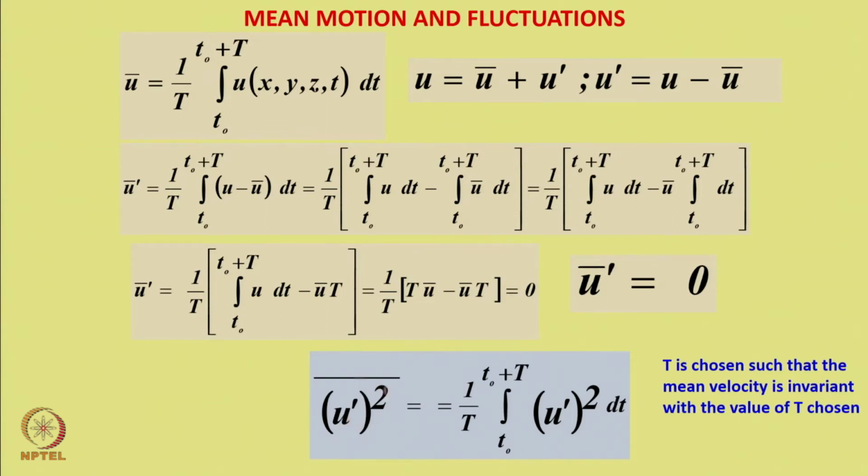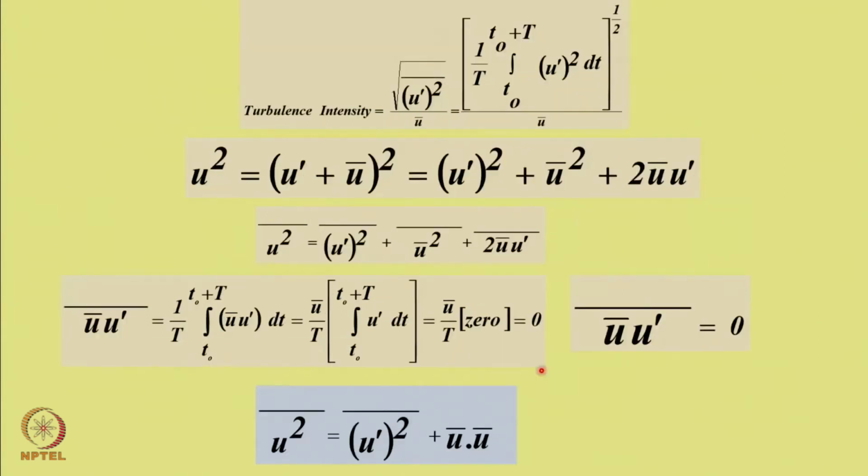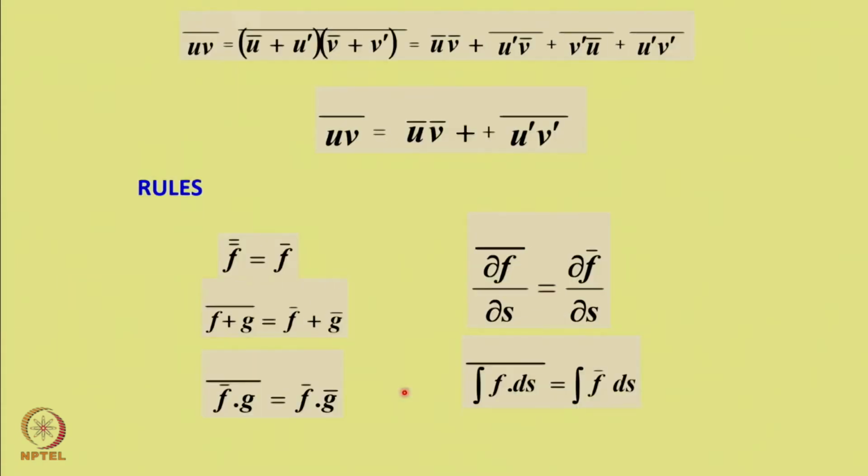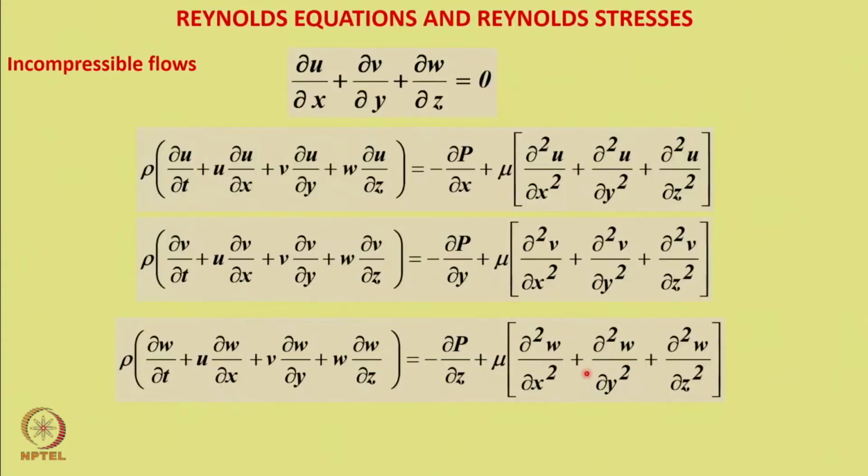So u prime squared bar exists, and then we define turbulence intensity as the square root of u prime squared bar upon u bar into 100, that is the turbulence intensity, and we derived relations for uv, and these were the rules which were stated without derivations.